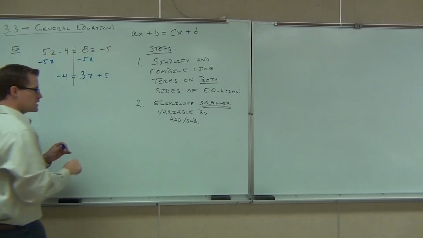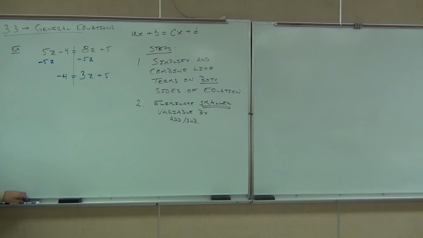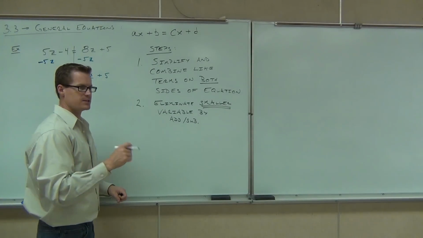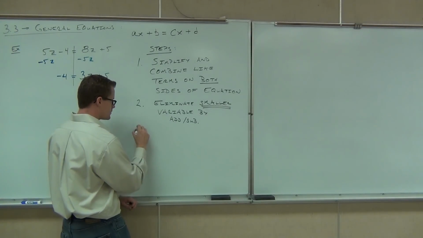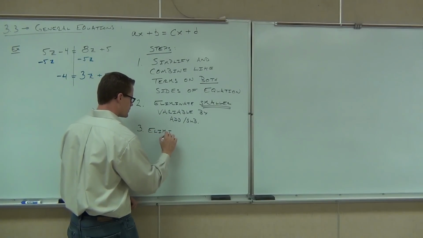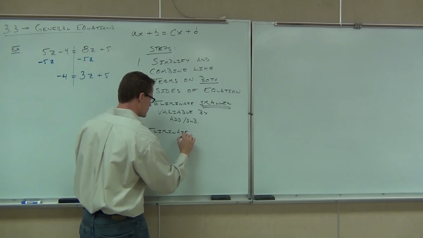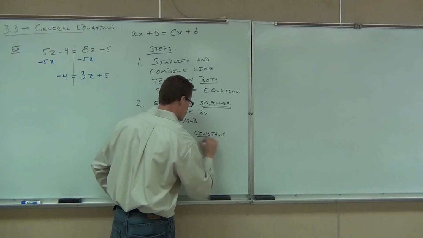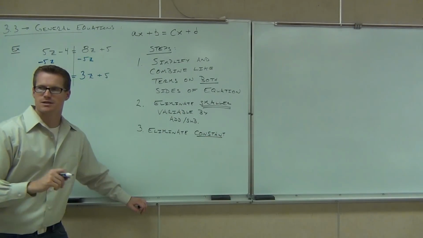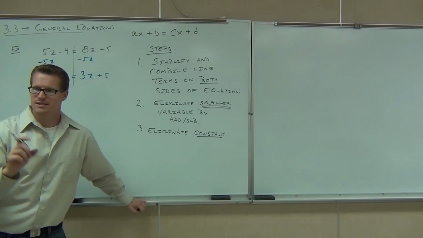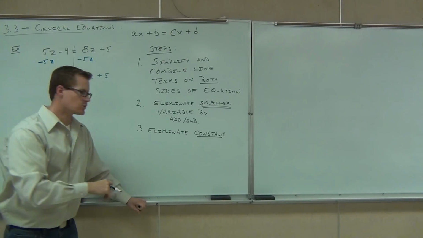So, after you eliminate the smaller variable by addition subtraction, the next step is to eliminate the constant term by addition subtraction. The constant term, again, is the number being added or subtracted after your variable or before your variable. It's never the number attached to your variable.